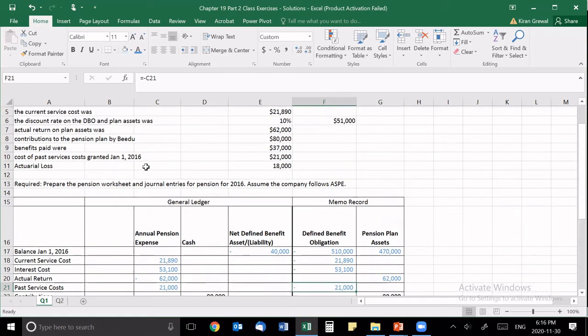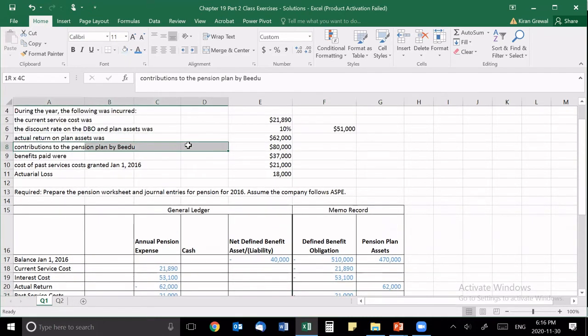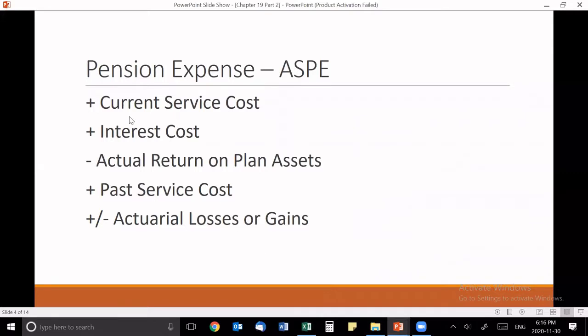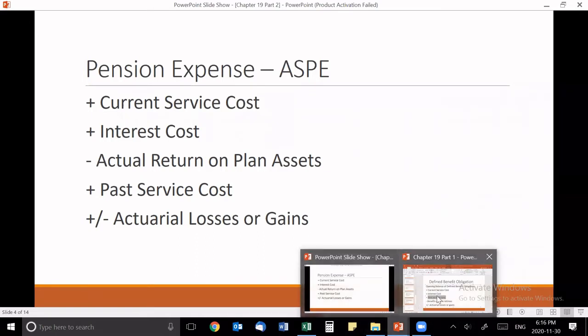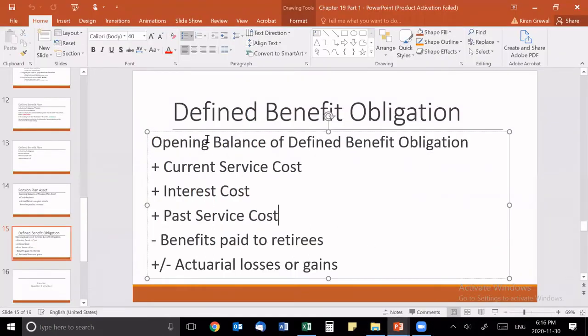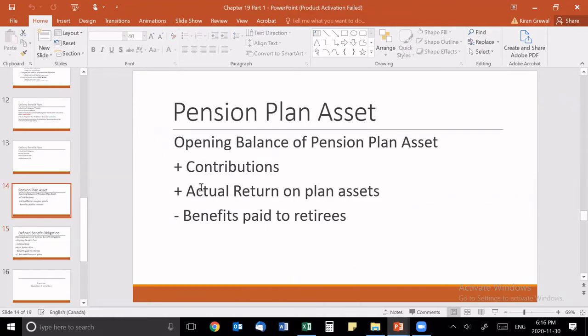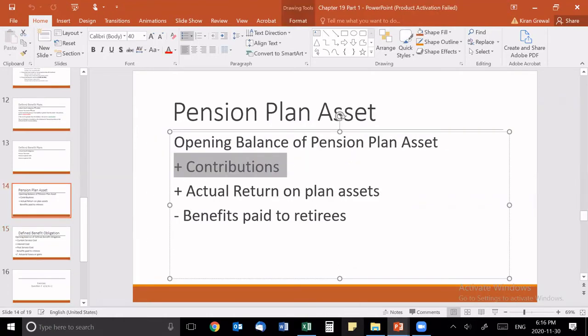The next one, we can do our contributions. So contributions into the pension plan was 80,000. If we look at our pension expense, the contribution is not in here. So it doesn't affect our pension expense. It doesn't affect our defined benefit obligation. It does add to our assets. Okay, so we're going to add our contribution amount. It's going to increase our assets. So that's the debit part.